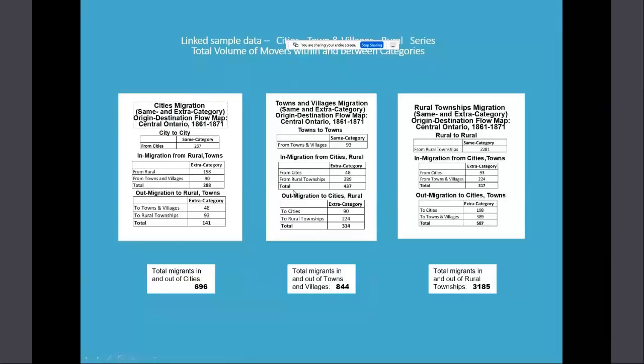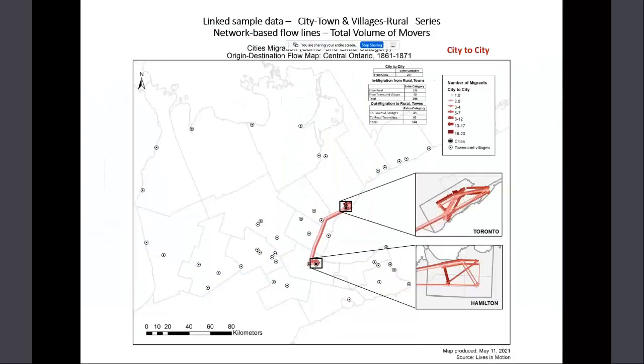We also wanted to do some analysis of migration patterns separated out by urban-rural categories. There was a fair amount of movement between these categories, but obviously more in and out of rural townships than anywhere else, as that's where most people live. Which is why I'm going to show you the maps of urban migration first.